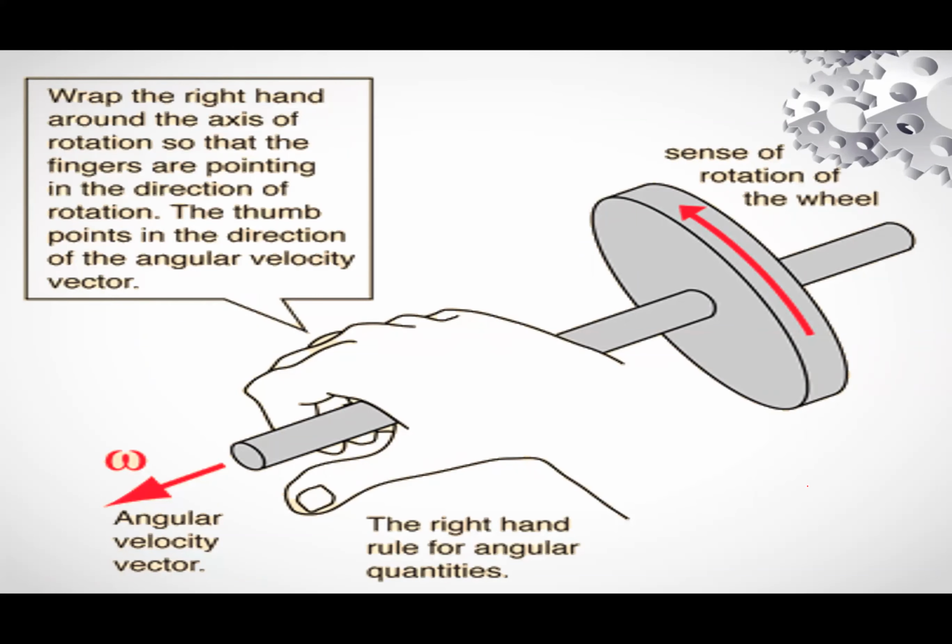Now you can find the direction of angular velocity by using the right-hand rule. This is the rotation. Curve the fingers in the direction of rotation, and the thumb will give you the direction of angular velocity.